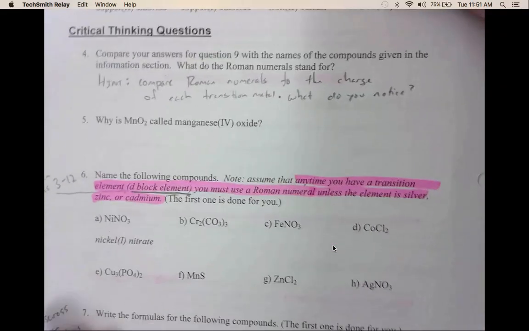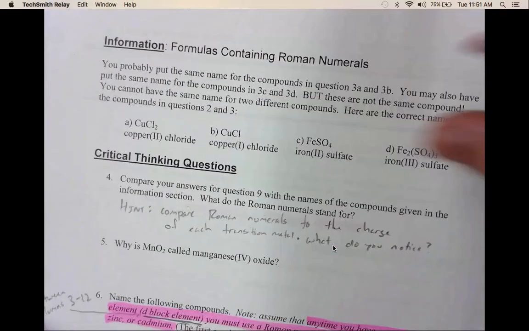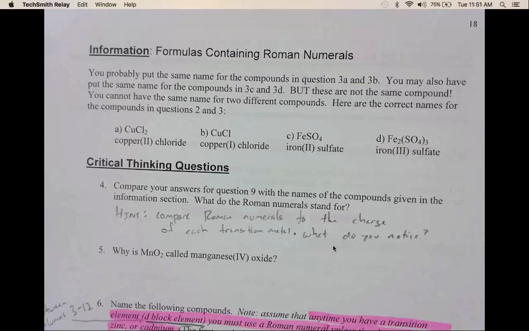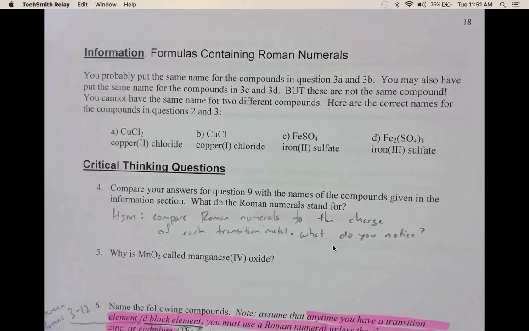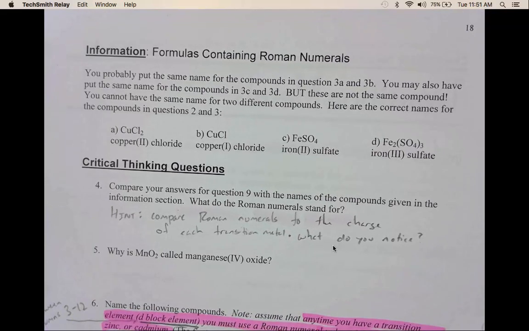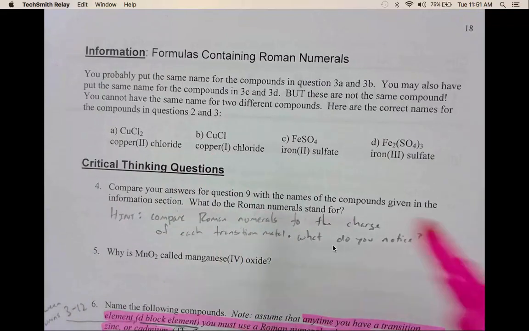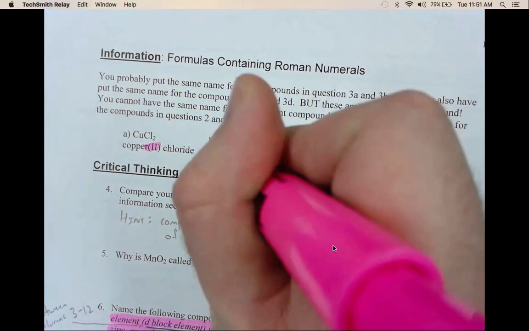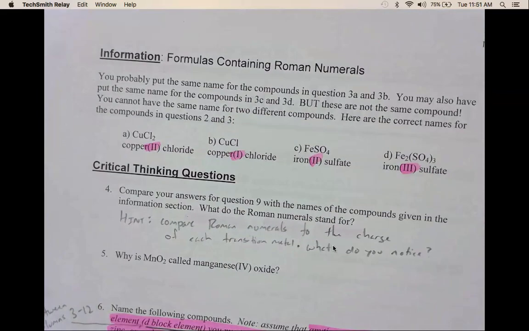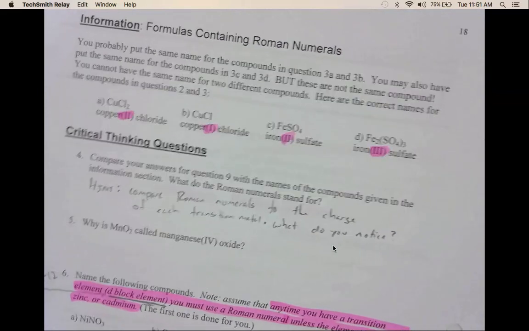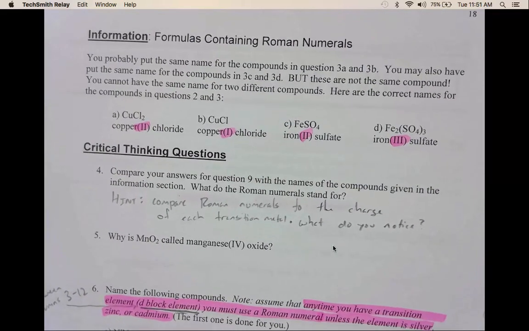So next, we are looking at the information: formulas containing Roman numerals. What you probably noticed is that copper chloride and iron sulfate had the same exact name. However, we need to specify the difference between CuCl2 and CuCl. To specify the difference, we use Roman numerals. So the next couple questions, we're trying to figure out what the Roman numerals stand for.